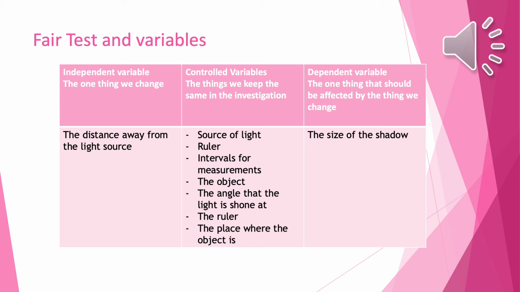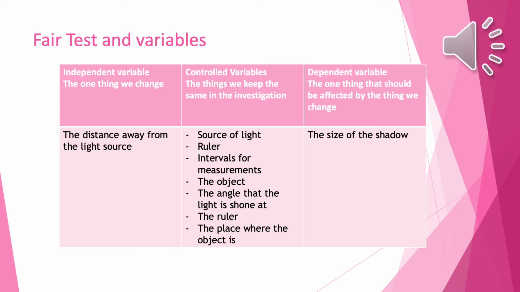And then my controlled variables, the things I must keep the same to ensure that this is a fair test: the source of light. So you can't change the torch you're using halfway through. You can't change the lamp. So your source of light must remain the same. The ruler that you're using, just to ensure that it's exact every single time and the same, I keep the same ruler or the same measuring tape, whatever I'm using.